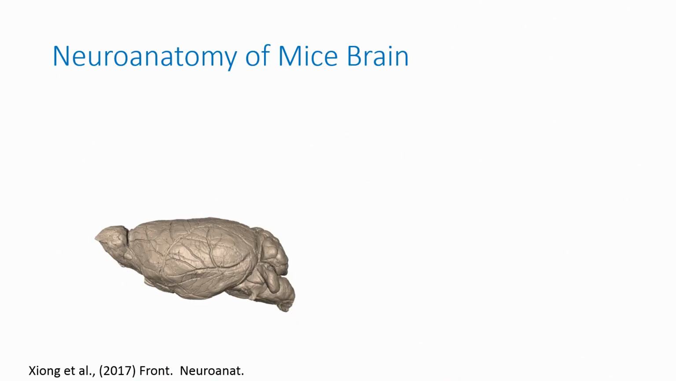Now let us take a look at the mice brain, along the rostrocaudal axis. The nose or the head is in this direction and the tail is in this direction of the mice. You can think of the mice being here, with the nostrils here and the tail here, and you extracted the brain. That is how it looks.